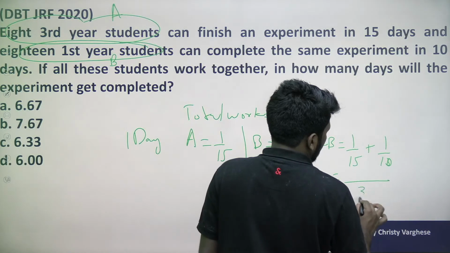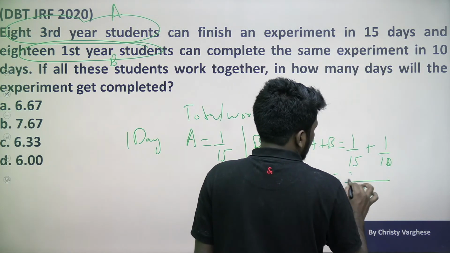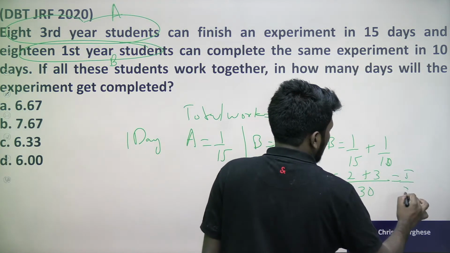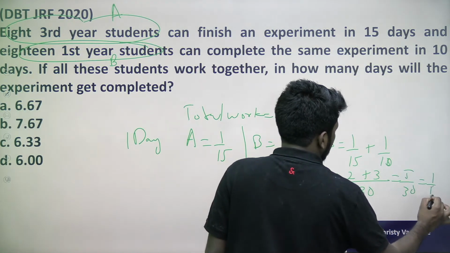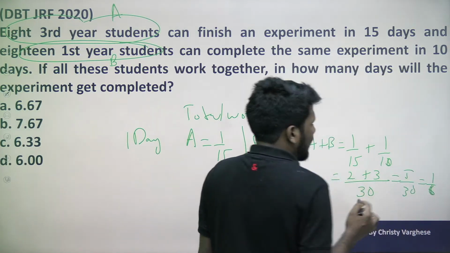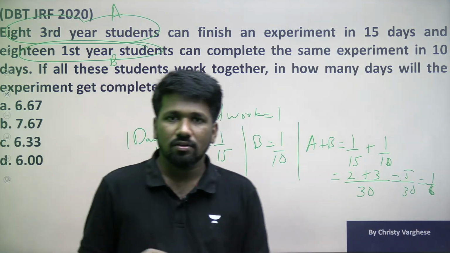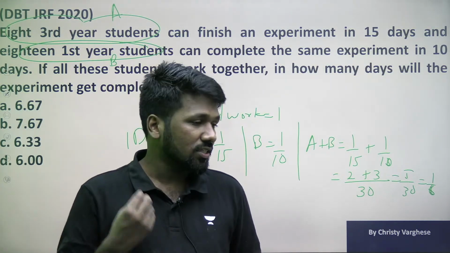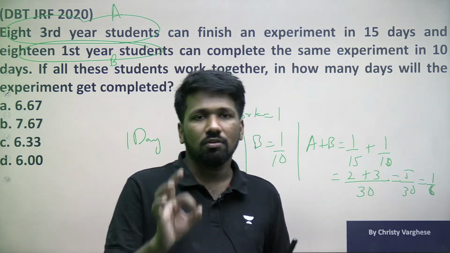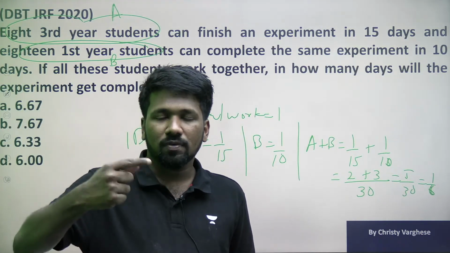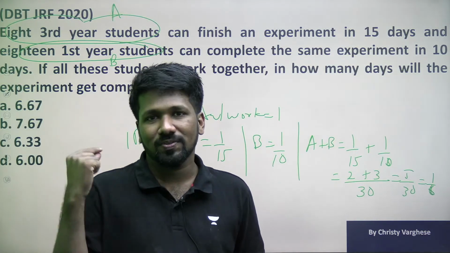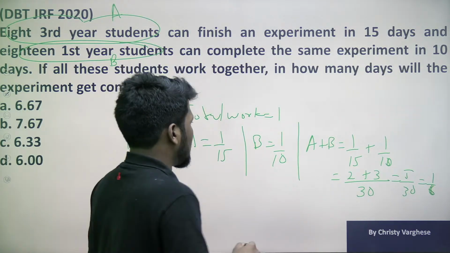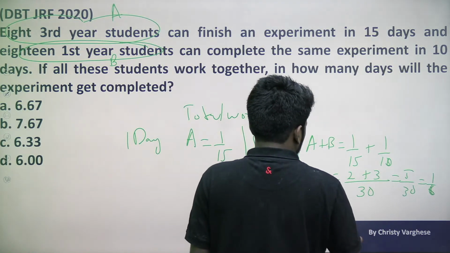Take the LCM. The LCM will be 30. 2 times 15 is 30, so 2. 3 times 10 is 30, so 3. That is 5 by 30. 5 by 30 is 1 by 6. 1 by 6 is the 1 day work of A and B together. If they do 1 by 6 of the work in 1 day, then 6 days are needed to complete the total work of 1, because 6 into 1 by 6 is 1, or 1 by 6 added 6 times gives you 1. That means 6 days are needed. The number of days will be 6.